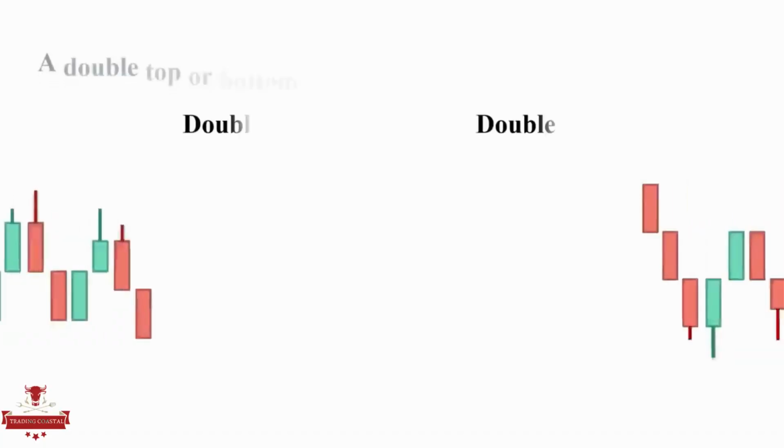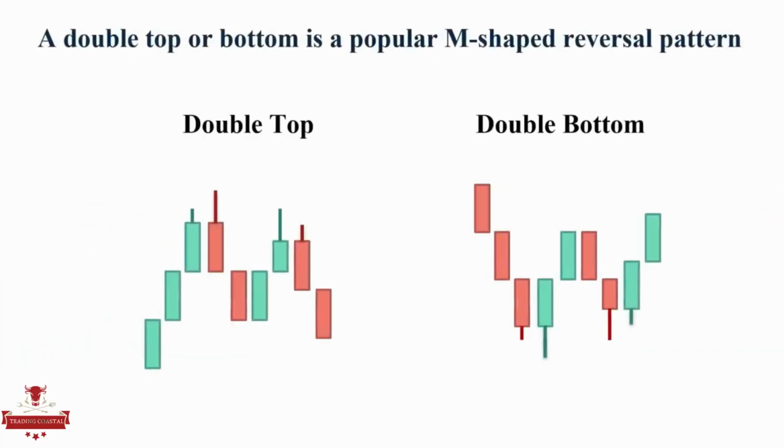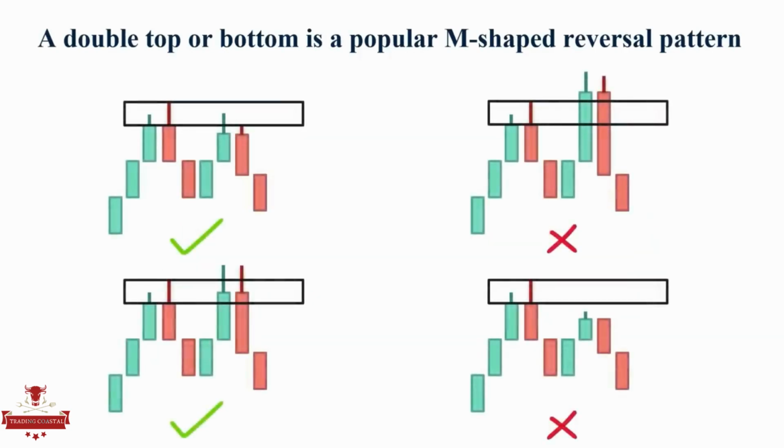A double top or bottom is a popular M-shaped reversal pattern that price action traders are widely using. But remember that we have a simple rule to identify a valid double top or bottom pattern. In the case of a double top, draw a box between the highest candle close and the wick of the first test. In that case, the second test's wick must at least touch the box, and the body can't close beyond.